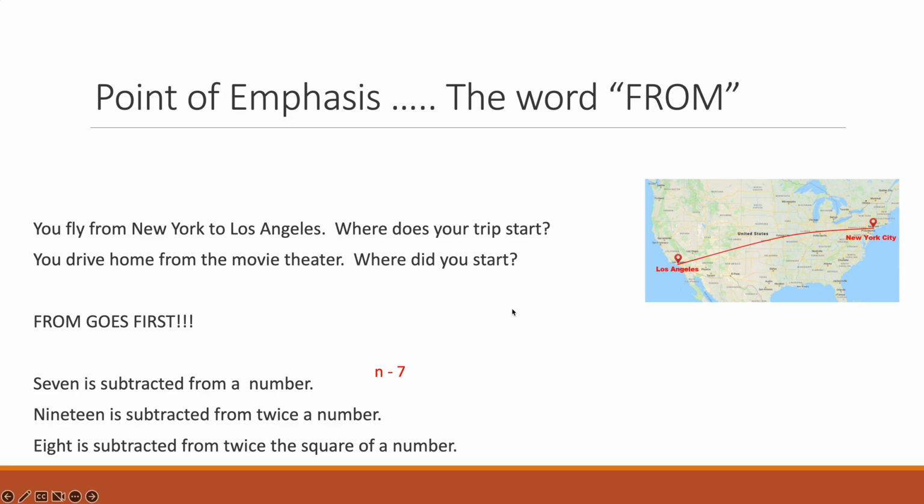2n squared minus 8. So the first one we said was n minus 7, right? Because from goes first. From a number, the n goes first. That was my dog snoring, not me. 19 is subtracted from twice a number. What should go first again, the 19 or the twice a number? The twice a number, because it's after the word from. And what about the next one? What goes first? Twice the square of a number, because it's after the word from. All right.